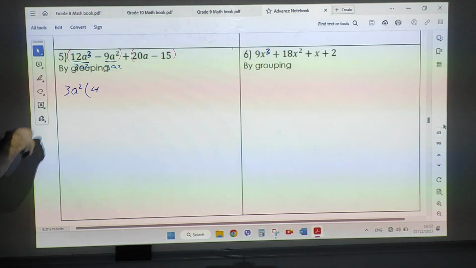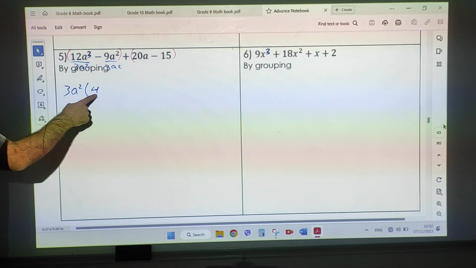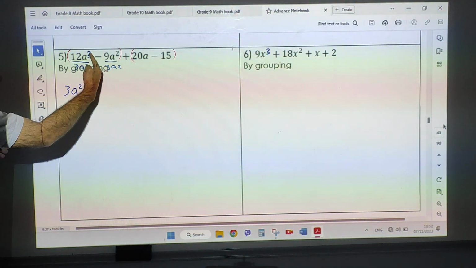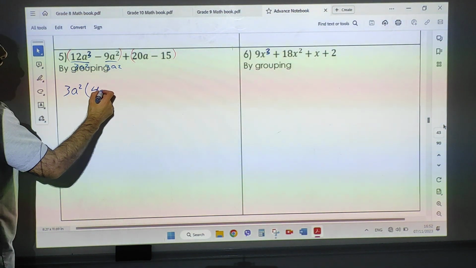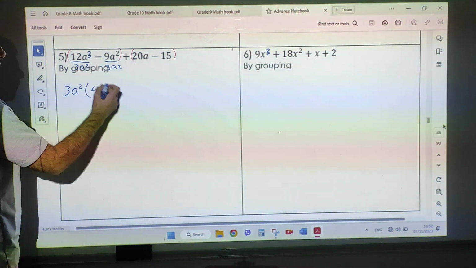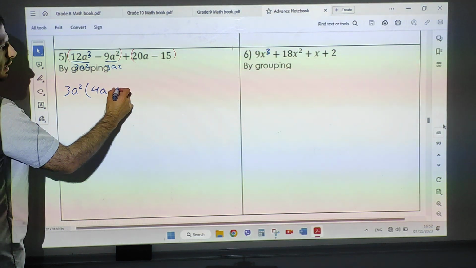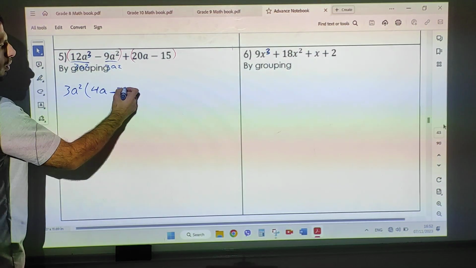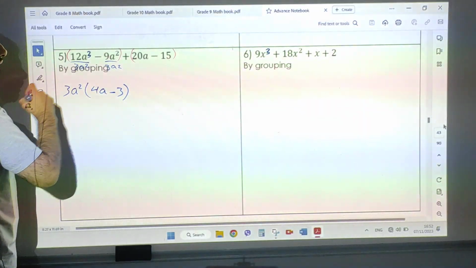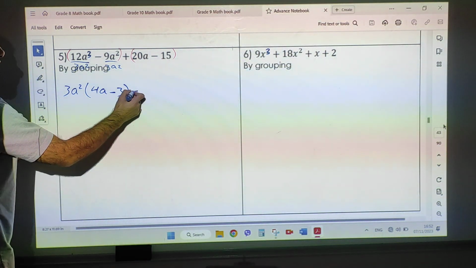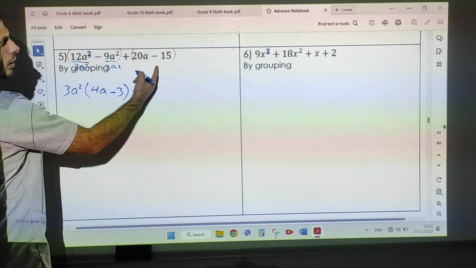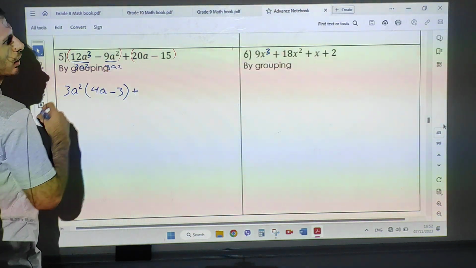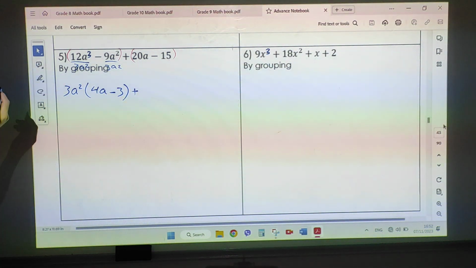We do it, it must be 4 for the number. A power 3, a power 2, it will be a power 1, minus 9 divided by 3 is 3. A power 2, it will be a power 0. We don't write it. Plus these two, both of them can be divided by 5. We can take 5.